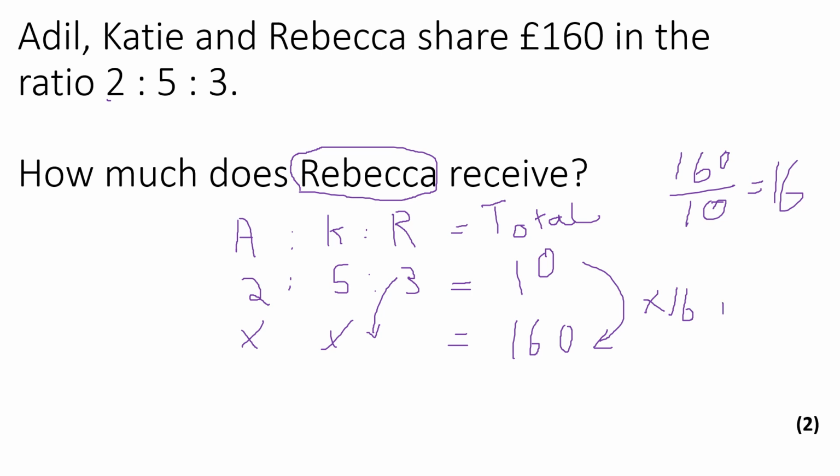So I would imagine I'm already on 1 mark here because I'm showing that I need to multiply it by 16. So I'm going to take this over here. Obviously, if it's a calculator, use the calculator. If not, I'm using my column multiplication. 3 6s is 18. Carry the 1. 3 times 1 is 3. Add the 1, 4. So Rebecca's share is 48. And then in this context, I would then put the pound sign. 2 marks.